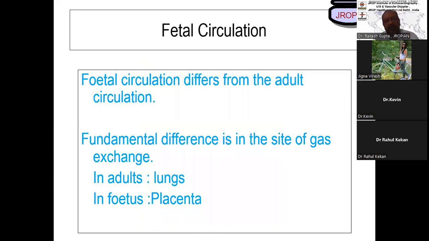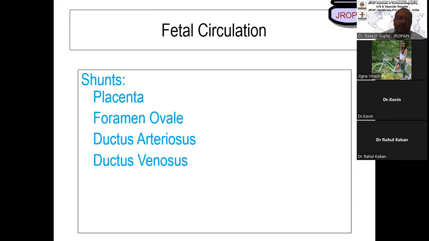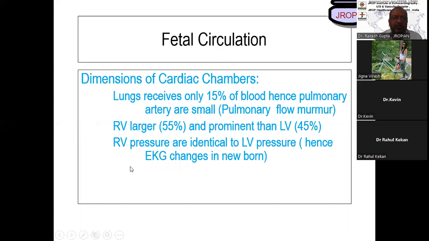Let's move further. Fetal circulation differs from adult circulation. How? In adults, obviously, we know the lungs play a part, whereas in the fetus it is the placenta which plays a part. The shunts are at the level of the placenta, foramen ovale, ductus arteriosus, and ductus venosus, and in the dimensions of cardiac chambers, the lungs receive only 15% of blood, hence the pulmonary arteries are very, very small.